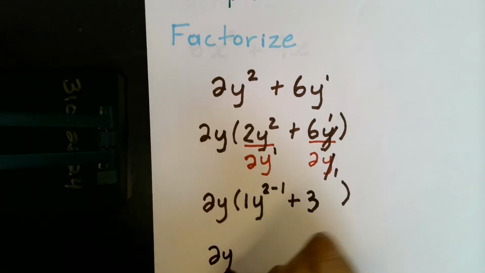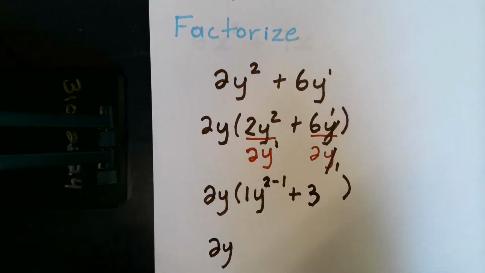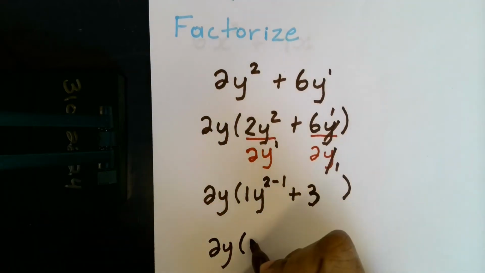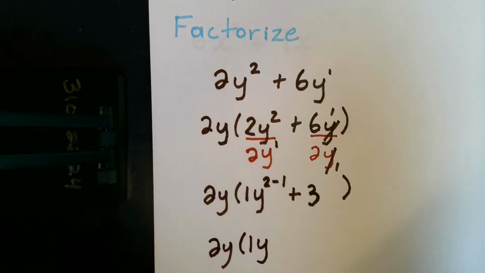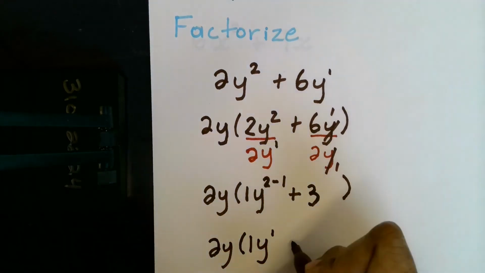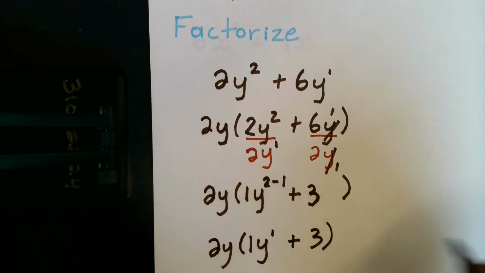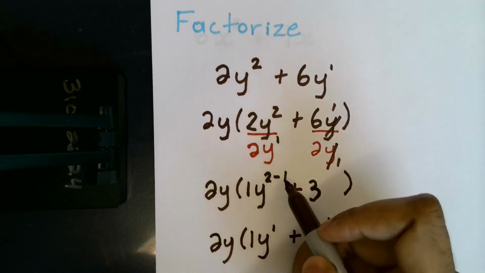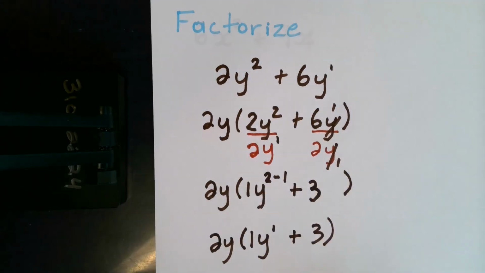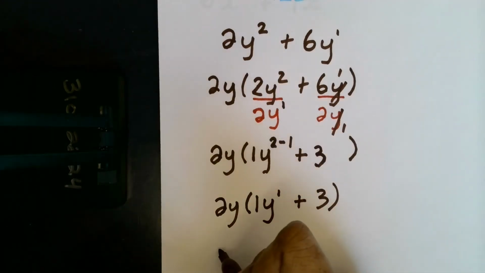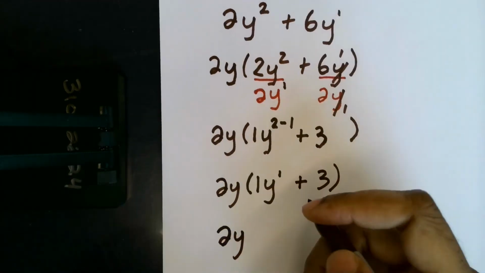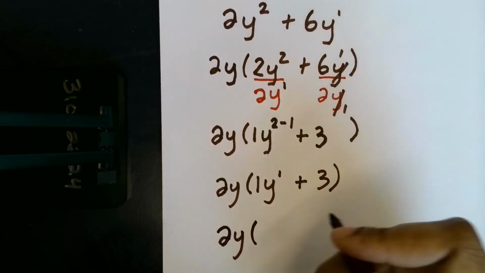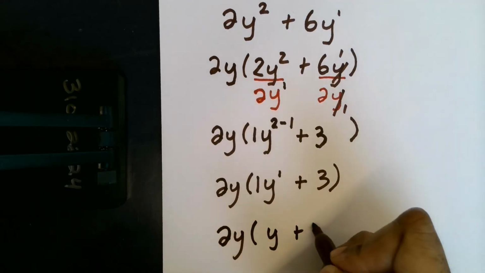So our answer is 2y. We write back our GCF. On the inside, we have 1y to the first power plus 3. And we know how we got the exponent of 1. 2 minus 1 is 1. To make this even much more simpler, our answer is 2y times y plus 3.